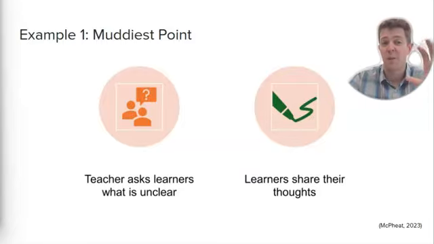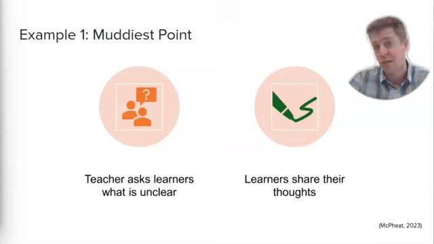Maybe this team is working on a project together. Let's imagine that the instructional goal is to be able to read a Gantt chart so they can provide feedback on the Gantt chart prepared for the project. And let's look at how Muddiest Point can help those learners to be able to read the Gantt chart.